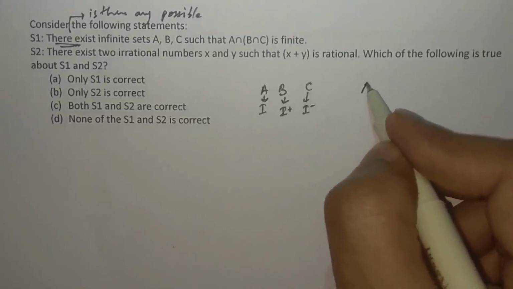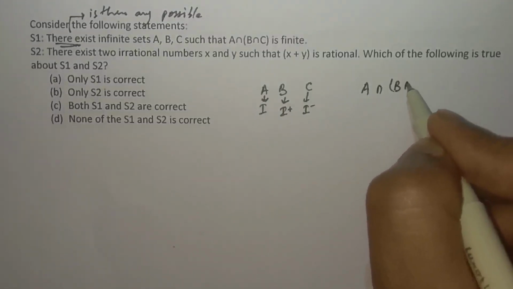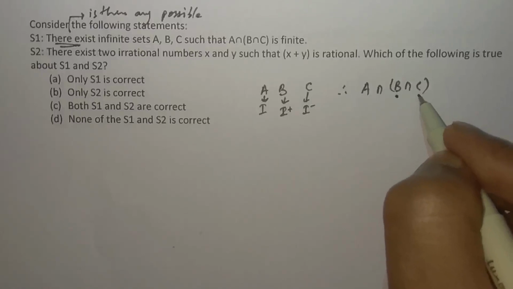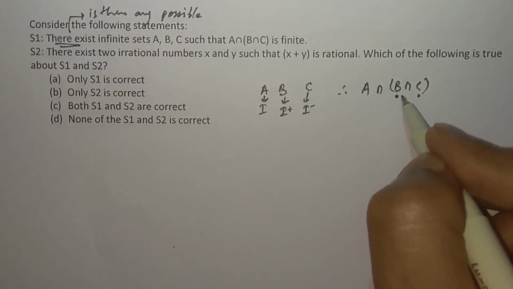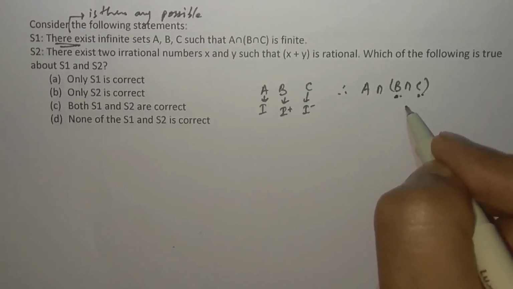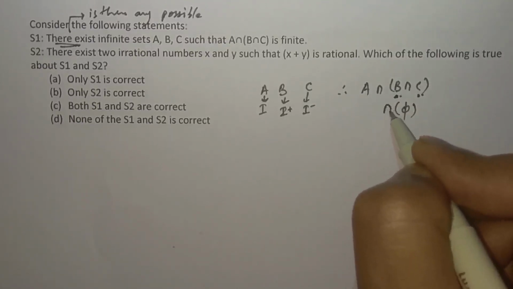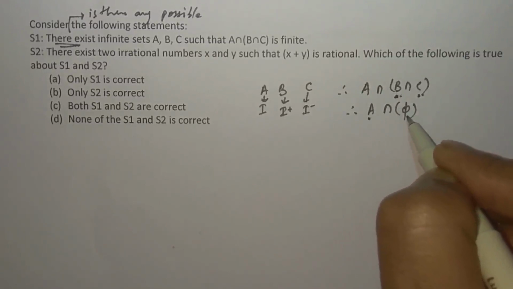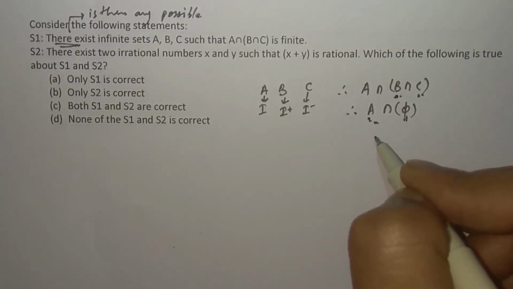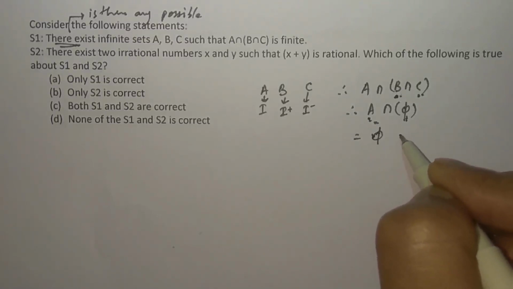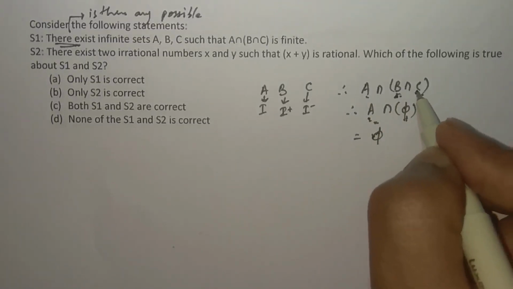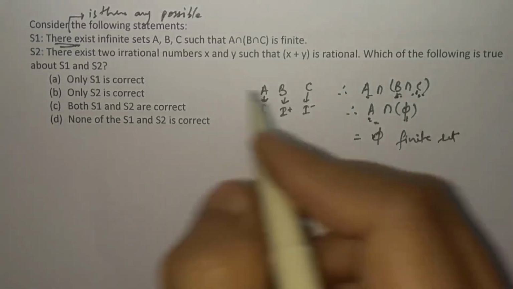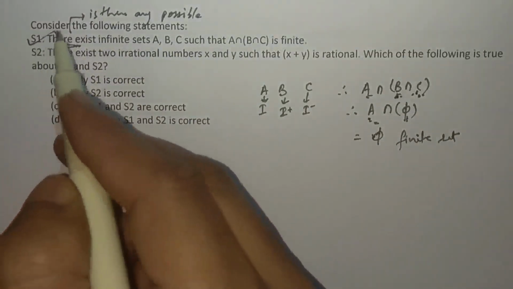Now see it. A intersection B intersection C. Since B is a set of positive integers and C is a set of negative integers, the common element between B and C is none, that is phi. Intersection with A: A is the set of all integers, and with phi the common element is again null, that is phi. So A intersection B intersection C is empty. All are infinite, but the intersection of all is a finite set. So statement S1 is correct.